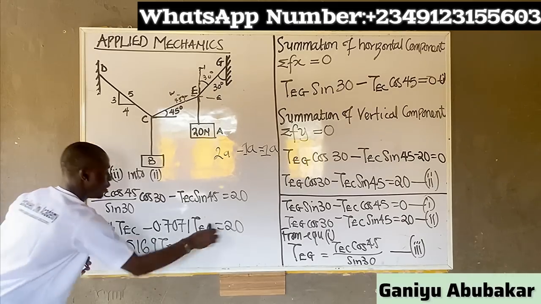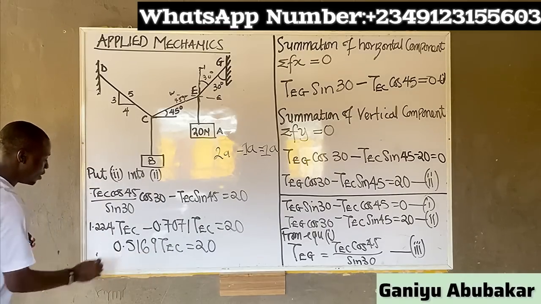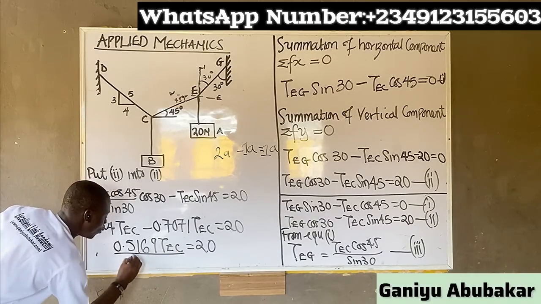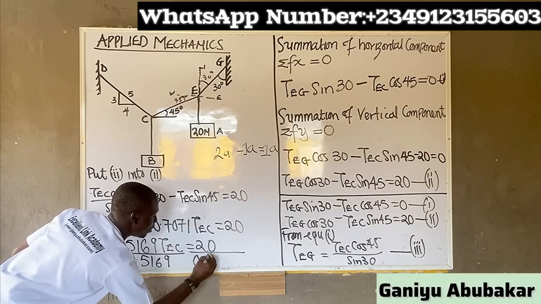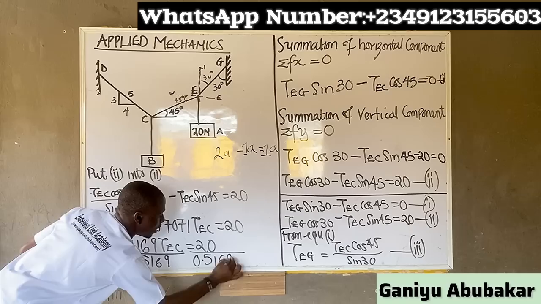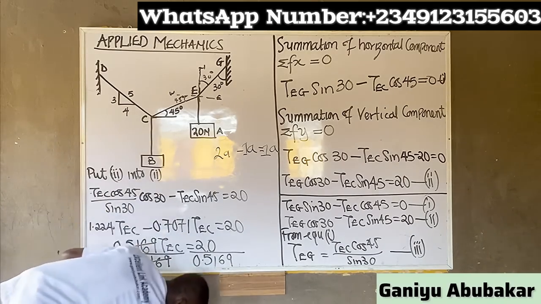TEC, then equals 20. Make TEC subject. Divide here by 0.5169, divided by 0.5169. So this one will cancel this. So I'm saying that TEC now from here.